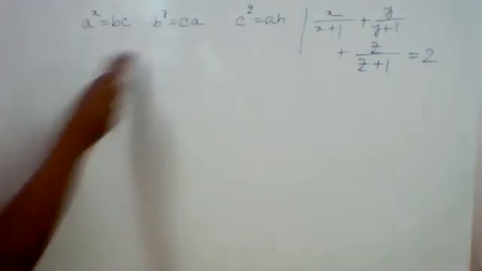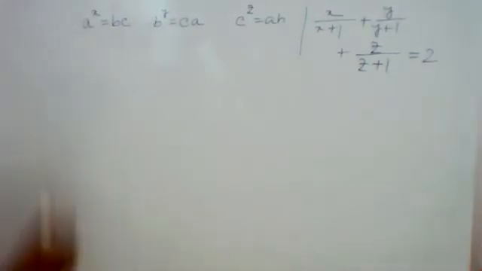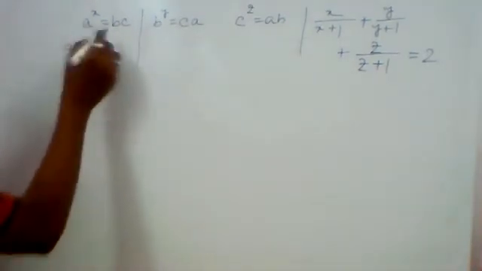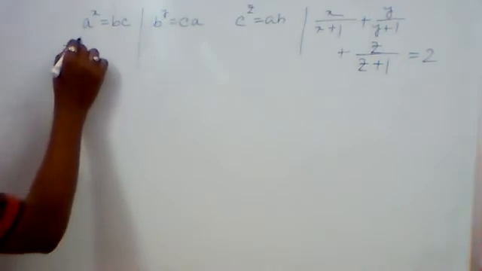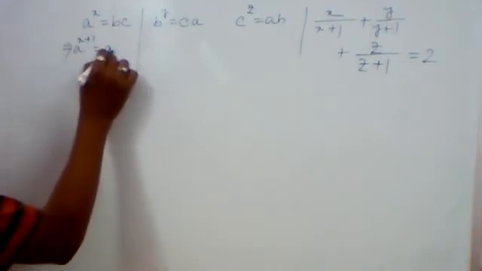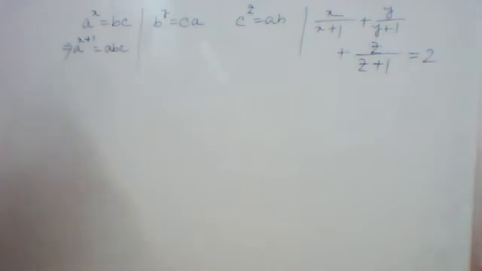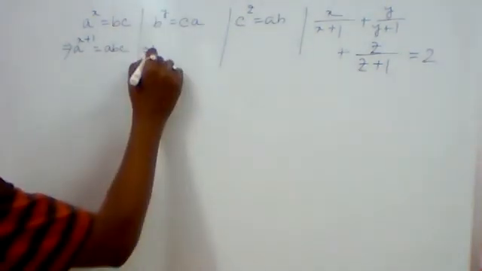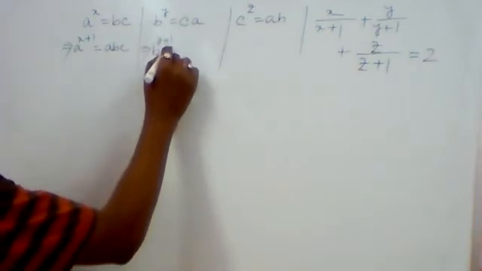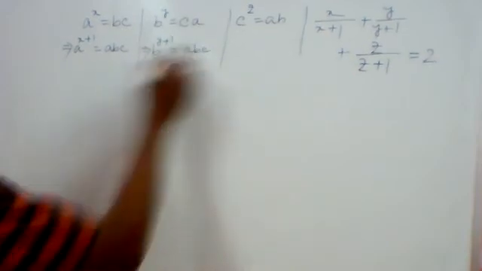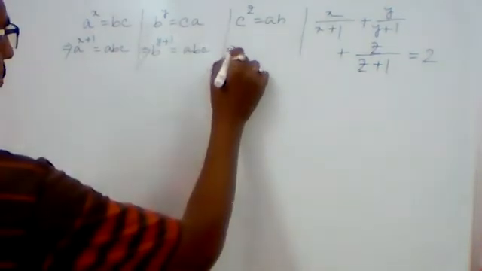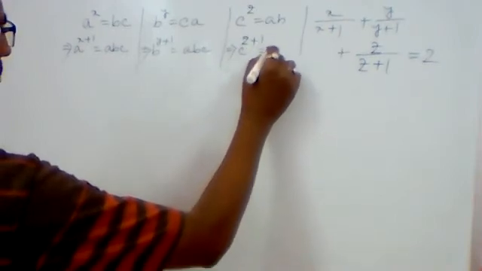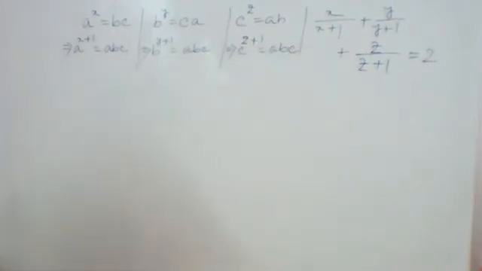Observe from the left side. a to the power x is bc. So we can multiply by a on both sides. So it will be a to the power x plus 1 equals abc. Similarly, multiply by b in the second identity: b to the power y plus 1 is also abc. Similarly, the third one is multiplied by c: c to the power z plus 1 is equal to abc. The third one also.